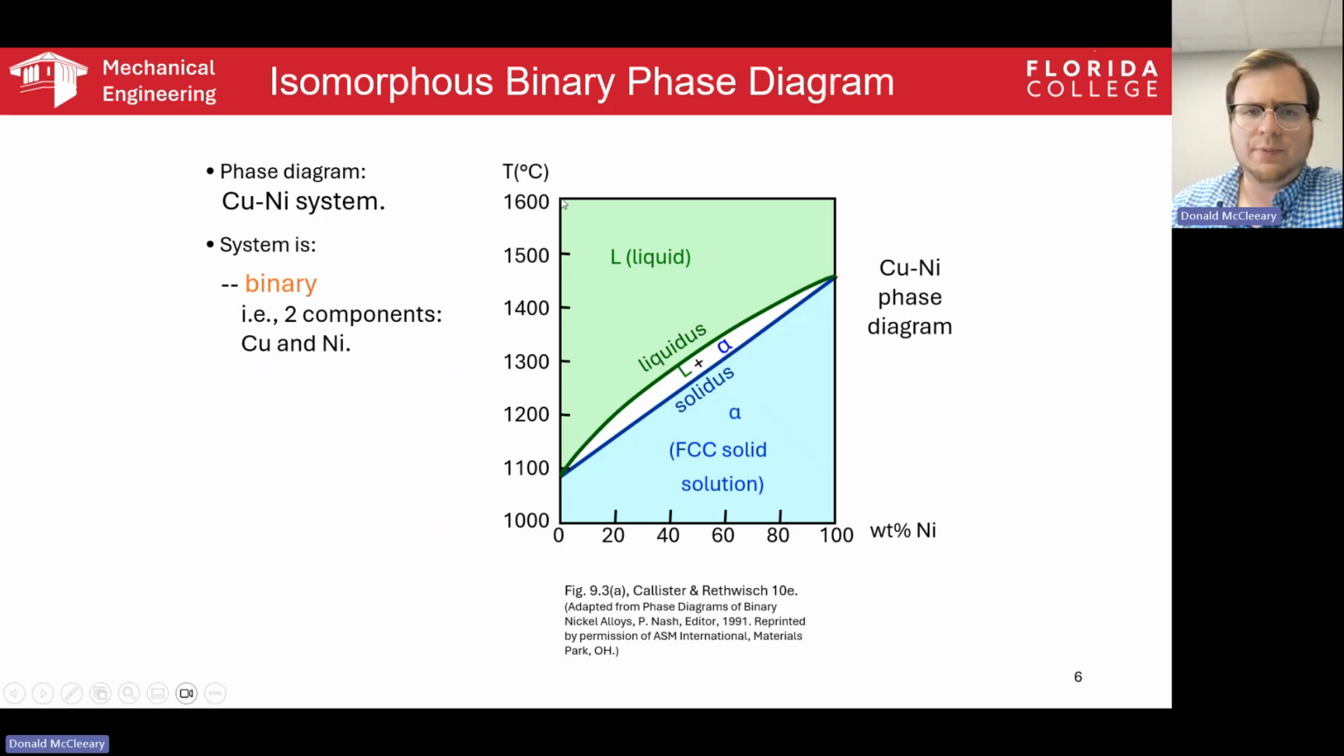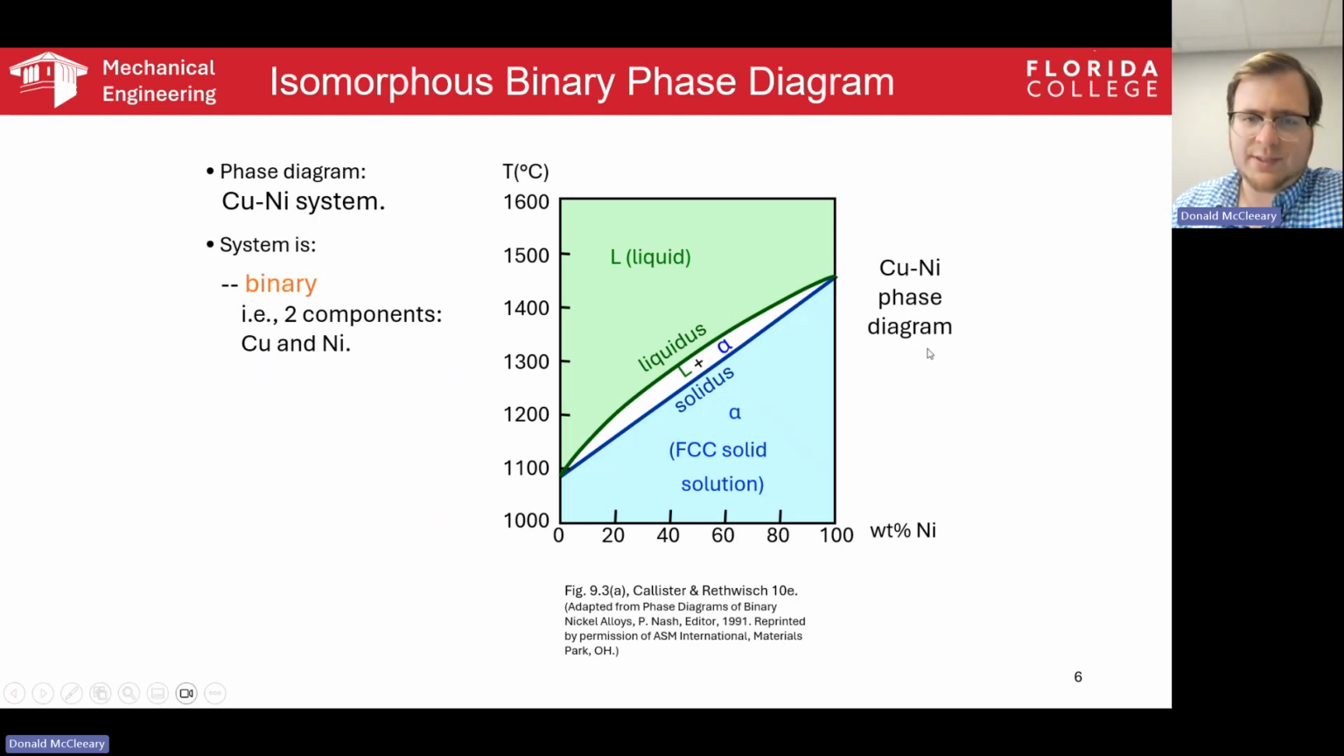So along this line on the left, that would be the y-axis line. At x equals 0, you have 100% copper. And then on the opposite end of the spectrum, at 100 weight percent nickel, you have 100% nickel. So everything in between is a mixture of the two.